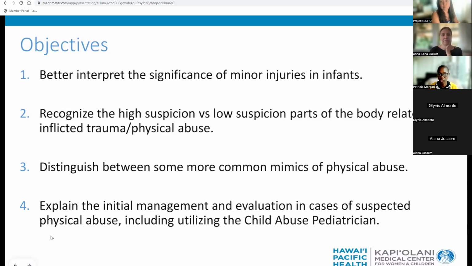and then be able to explain the initial management and evaluation in cases of suspected physical abuse, including using your local friendly child abuse pediatrician. And so that would be, I'm a child abuse pediatrician, and then my colleague, Dr. Kayal Natarajan, also covers calls. So we are available to help you whenever you have questions. You just can reach us through the operator, and I'll leave my contact information at the end of the talk.